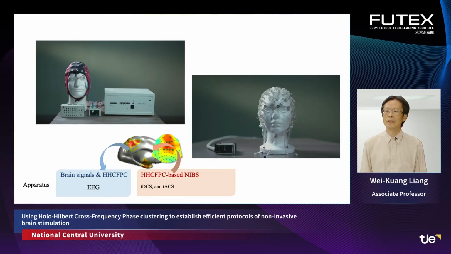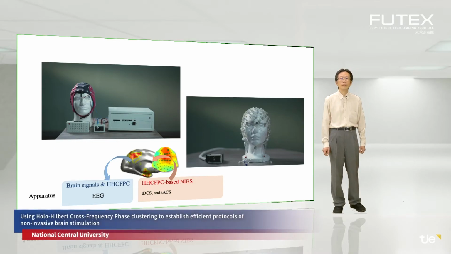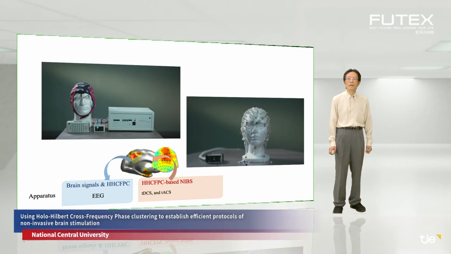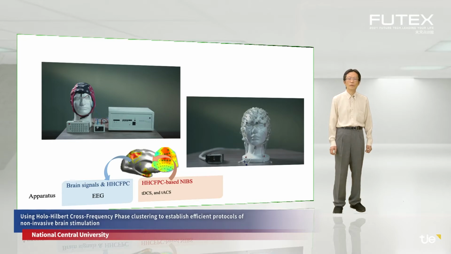Currently, this technique can be accomplished by collecting EEG data first, followed by performing NIBS. For example, we can use the EEG Go device and the MC4 apparatus together. Or it can be achieved by an instrument that can collect EEG data and perform NIBS at the same time, for example, the EGI system. In the future, we hope to transfer this technique to portable devices. In short, our technique integrates brainwave measurements, HHCF-PC analysis, and HHCF-PC-based brain stimulations to efficiently measure and modulate your brain.